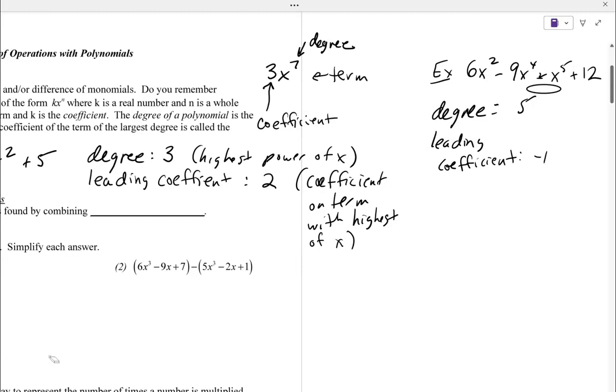So again, I know it's a little bit funny and misleading, right? Leading, you usually think is first, right? But that's not what it means for a polynomial. It means the one that's on the highest degree. Okay. So we're looking for that coefficient. And if there's a minus sign, make sure you include the minus. Yes, the highest. Yep, it's the one that's on the highest degree. That's exactly right. You got it.